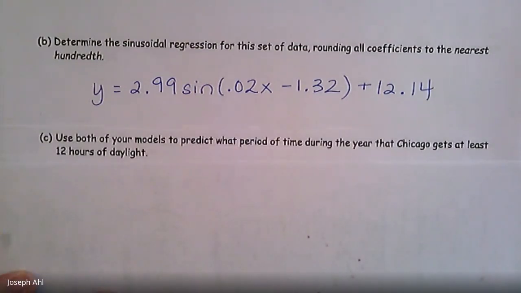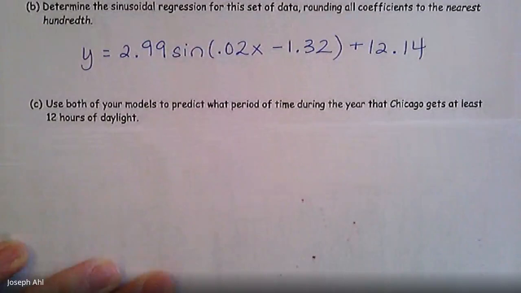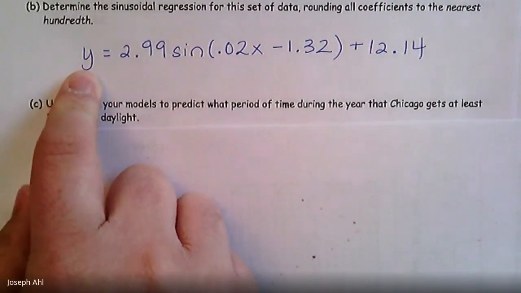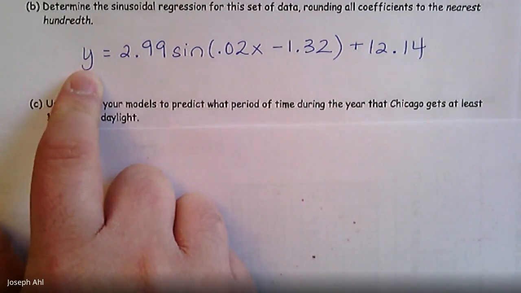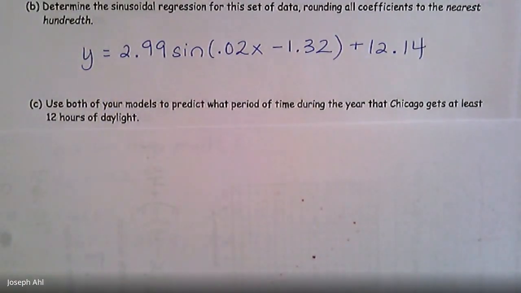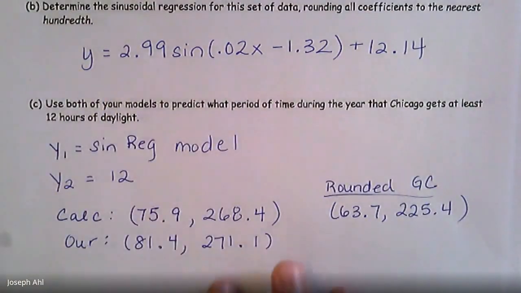And then I think what's interesting about part C, it says use both of your models to predict the period of time during which Chicago gets at least 12 hours of daylight. So 12 hours of daylight is a Y value. So we're plugging in 12 for Y here, and we have to solve for X. Well, the easiest way to do that is definitely using a graphical technique. So you're going to plug your equation into Y equals, and I would store the regression equation somewhere maybe, and then in Y2 type in 12 and see where those things intersect. Here are the results that I got for that. I'm going to show you a couple things on the calculator though.